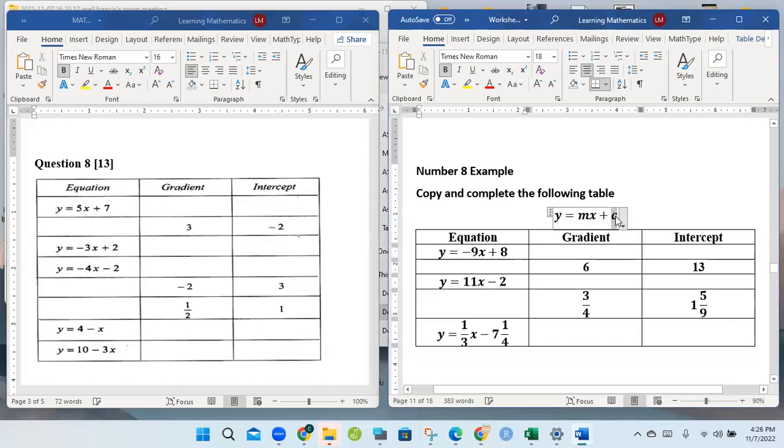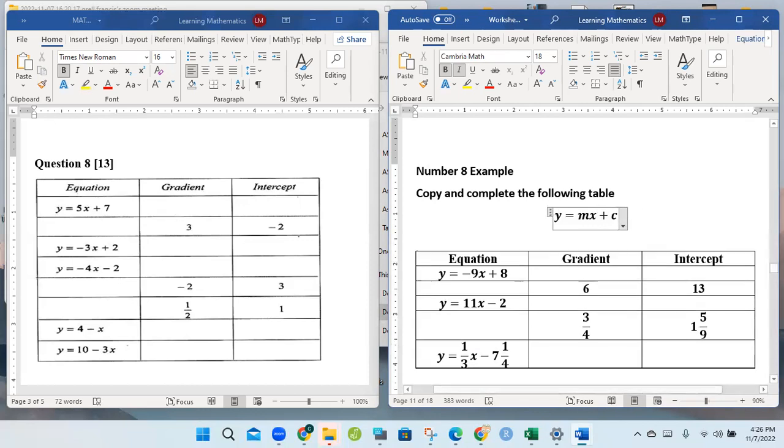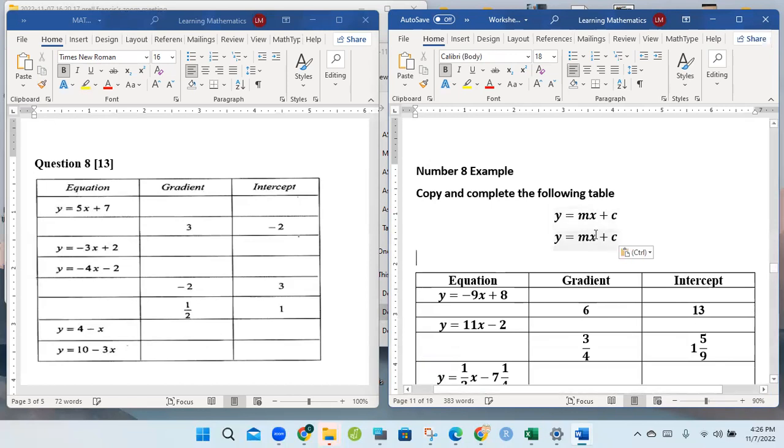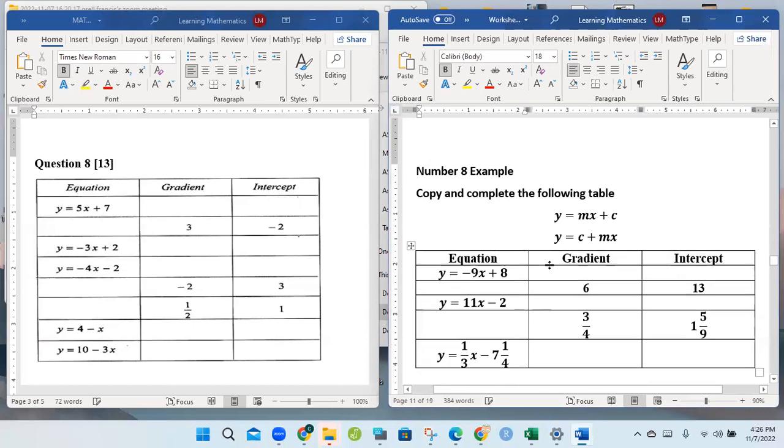All right, there's another way to write this. You can write it as y is equal to c plus mx. Okay, you can write it that way, and the same rule holds true. The number by itself is the y-intercept, and the number in front of the x is the gradient.